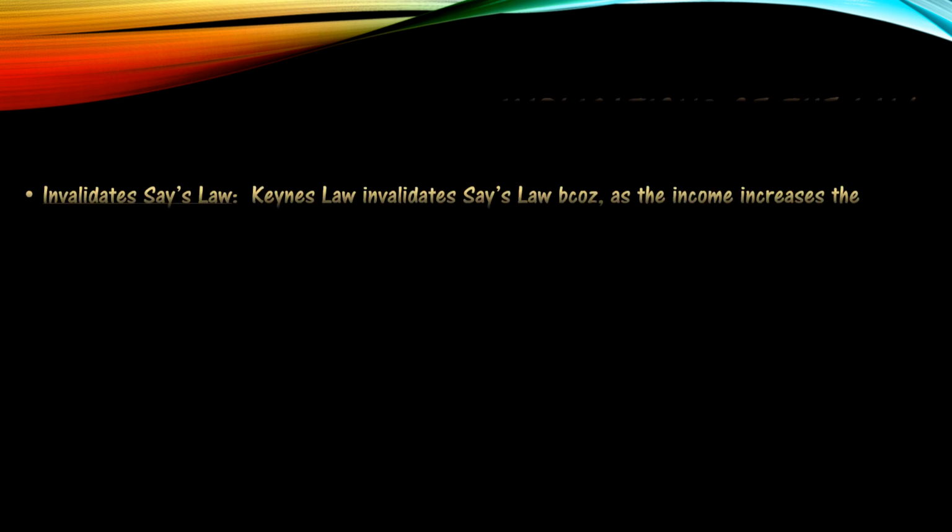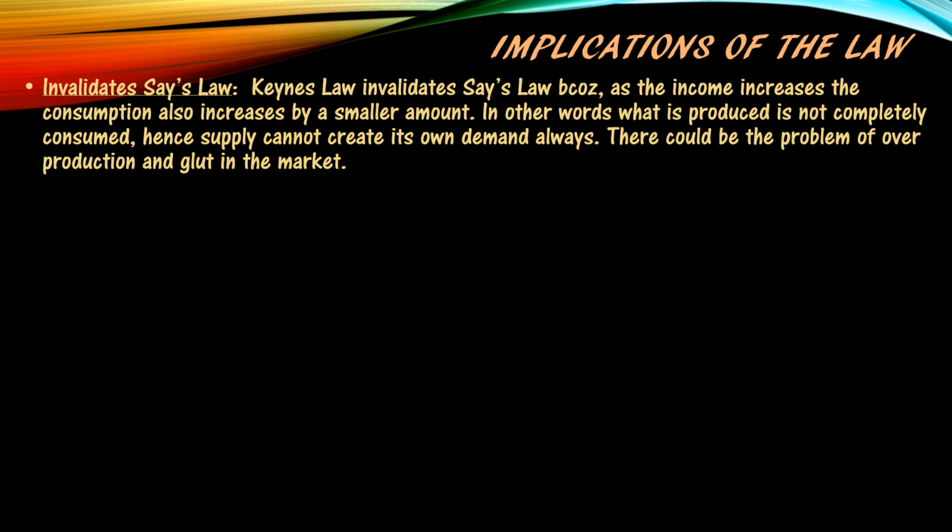Now, moving on to the implications of this law. When we speak about the implications of the law, firstly, this law invalidates Say's law. Say's law says that supply creates its own demand. But according to Keynes' law, when income increases, consumption increases less proportionately. In that case, there is always a chance that there will be overproduction or a glut in the market. What has been produced is not completely consumed in the market. Hence, we cannot say that supply creates its own demand. This is the first implication of the law.